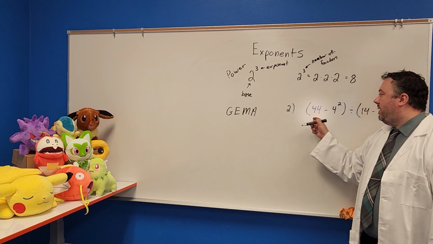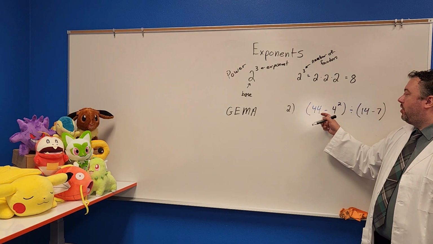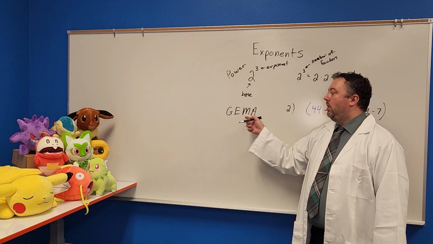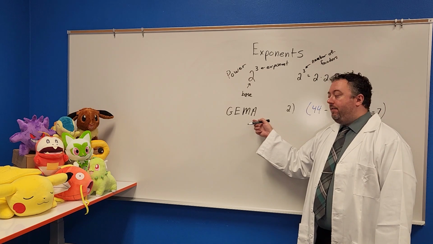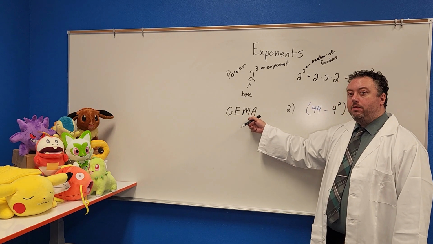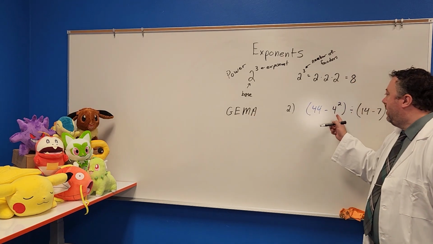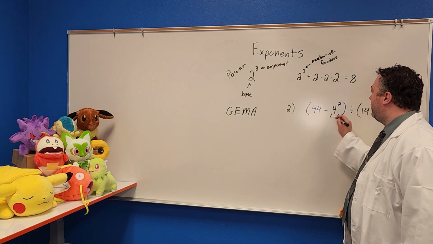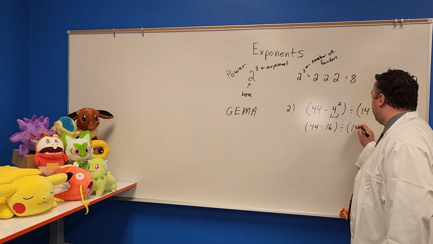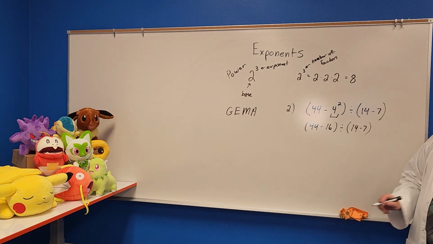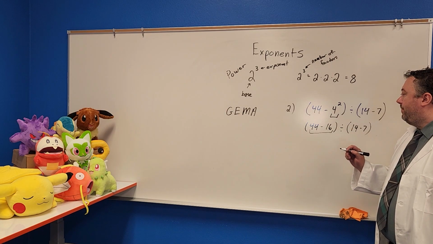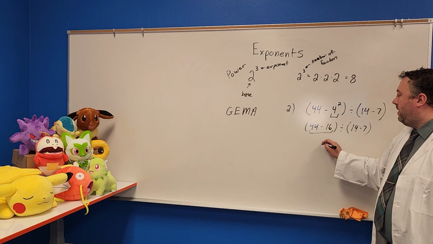Inside these grouping symbols, notice we have 2 operations: subtraction and this exponent. We must still follow order of operations even when we're inside grouping symbols. That means the exponent has to come before the subtraction, or in other words, addition. So 4 squared comes first, and I get 44 minus 16. Now that I've taken care of the exponent, I can do the subtraction. 44 minus 16 makes 28.